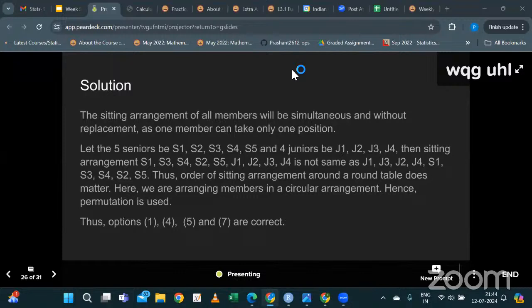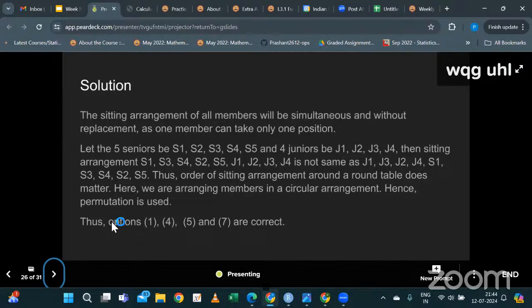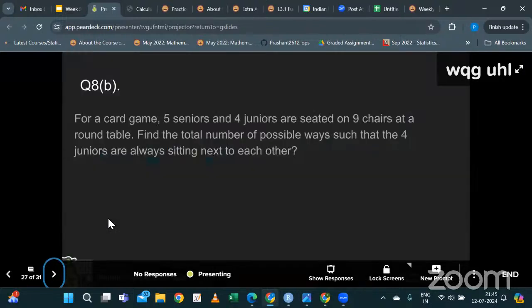Everyone getting, right? What is the meaning of order matters here, right? Now, if order matters, that means what? You will use permutation or combination? Permutation. Order matters then permutation. Correct. Now let's solve the question here.